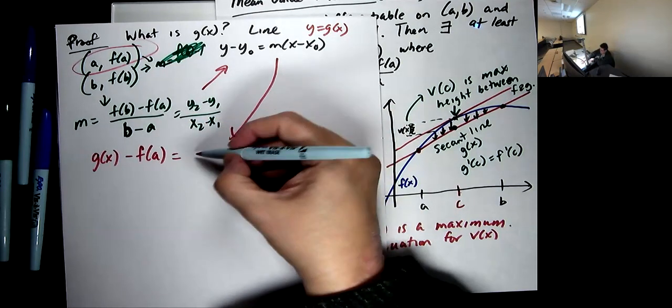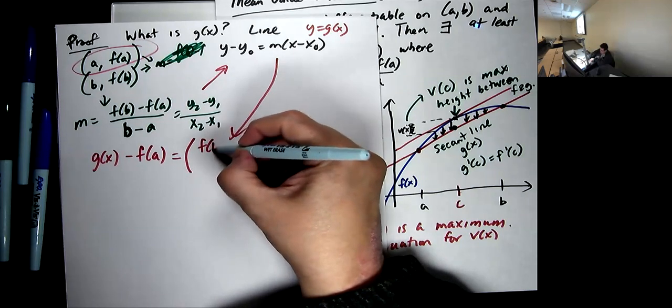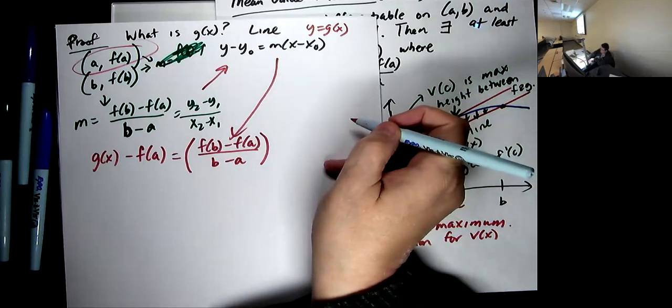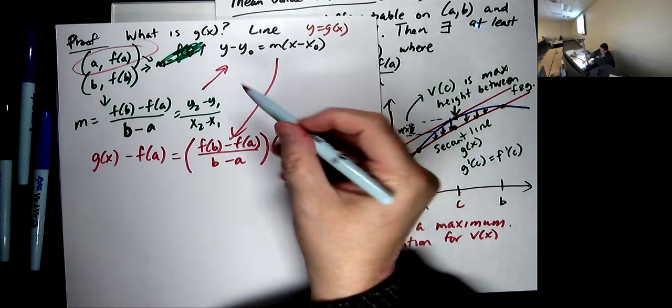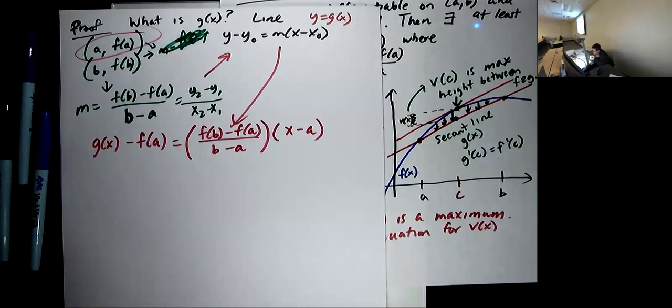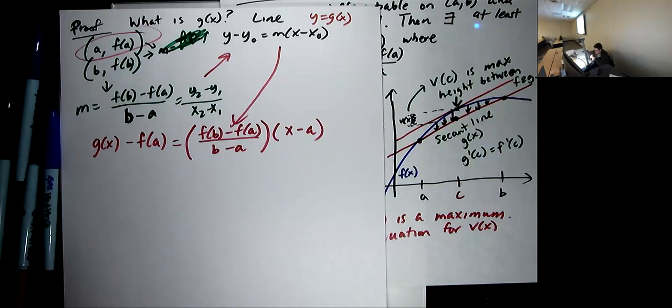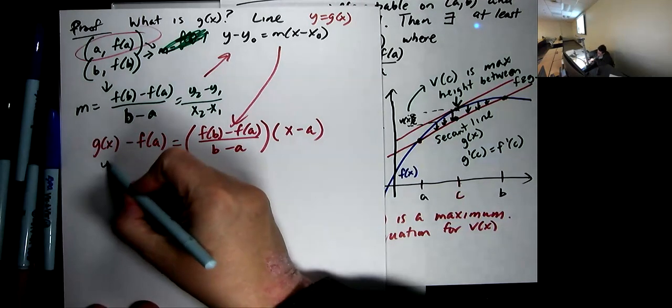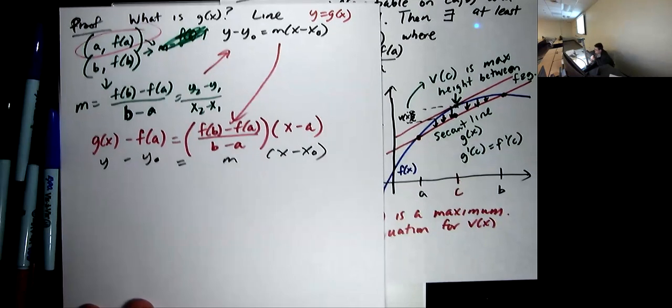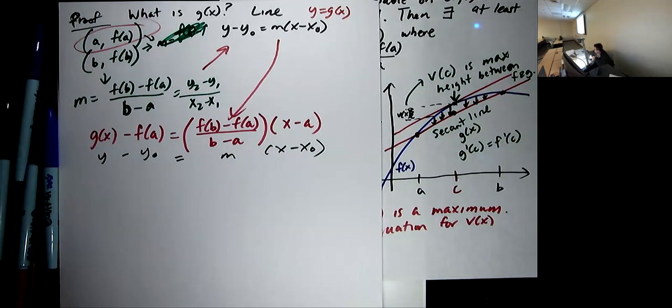equals m, which is f of b minus f of a over b minus a. And then we have x minus x naught is a. There's a lot going on there. That's y minus y naught equals m times x minus x naught. I want to make sure you see where I got every piece from.